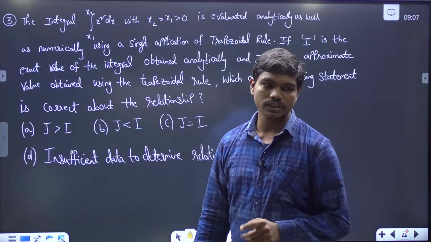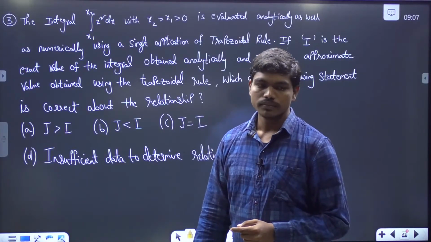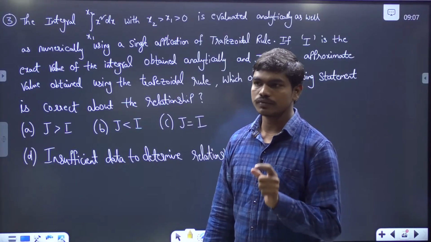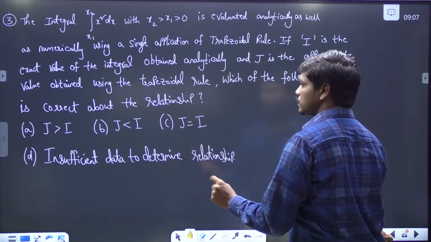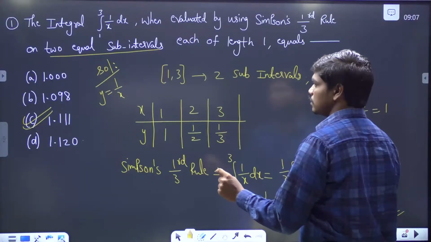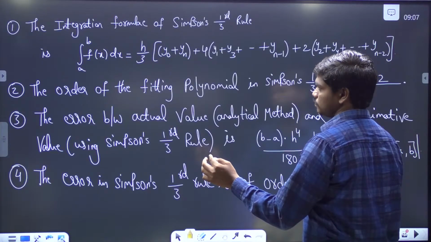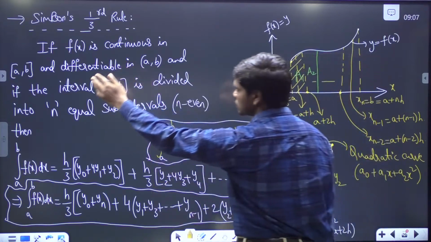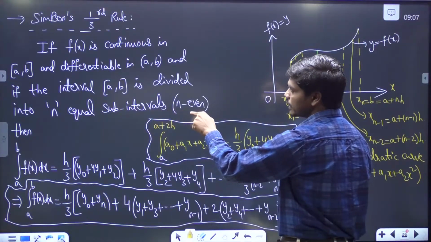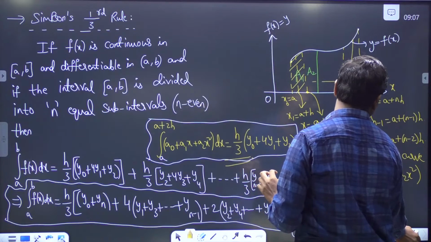Yeah, in the 1/3 rule, the division should be even. Correct. In Simpson's 1/3 rule, we should have an even number of subintervals. That's why I told you here, if you quickly recall the things that we discussed, for Simpson's 1/3 rule, n is even.